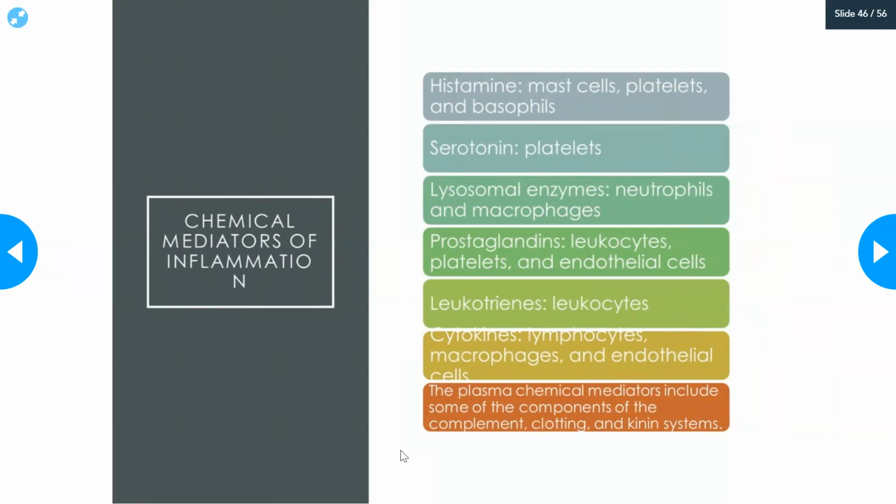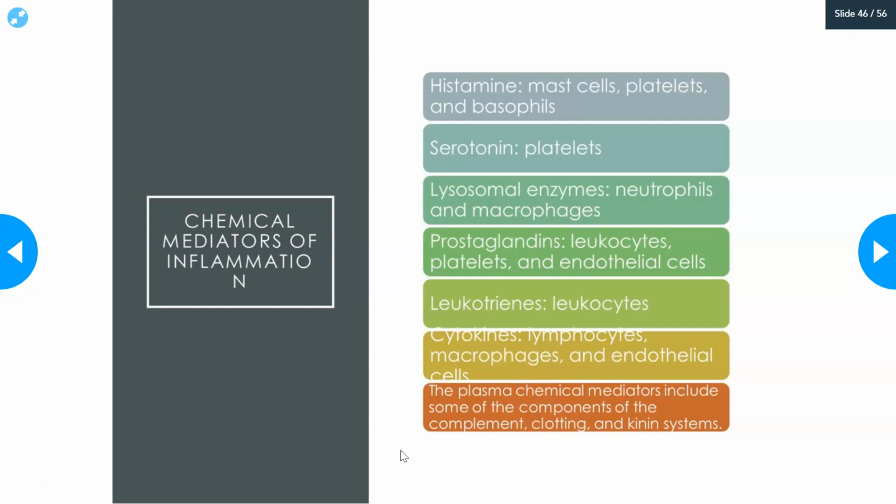All right, so let's talk about the chemical mediators of inflammation. These are some we've already mentioned. There's histamine. They're contained in mast cells, platelets, and basophils. Histamines give you all the signs and symptoms of what you take antihistamines like Benadryl for: runny nose, sneezing, hives, that kind of symptom.